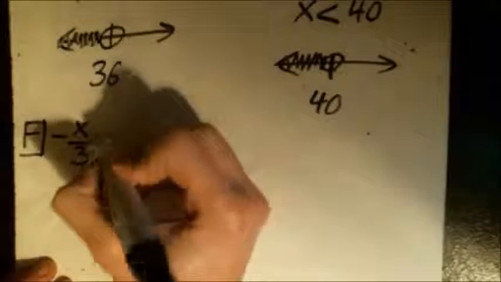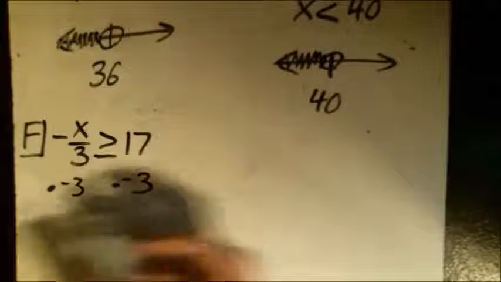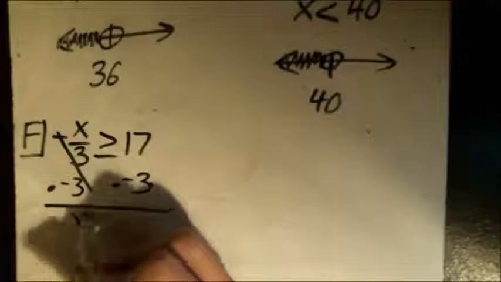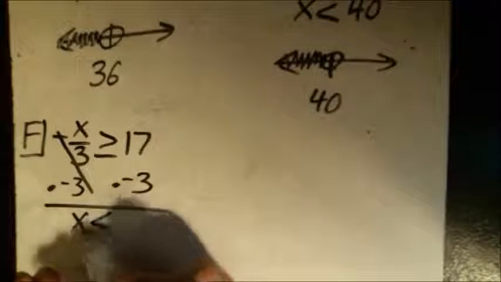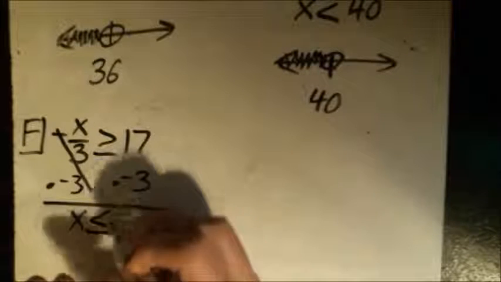F. We've got negative x over 3 is greater than or equal to 17. All right, so once again, I want to get rid of that negative 3. So I'm going to multiply both sides by a negative 3. So my negative 3's cross each other out. On this side I'm left with x, but because I multiplied by a negative, I've got to flip the sign. So now it's less than or equal to, and 17 times negative 3 would be negative 51.